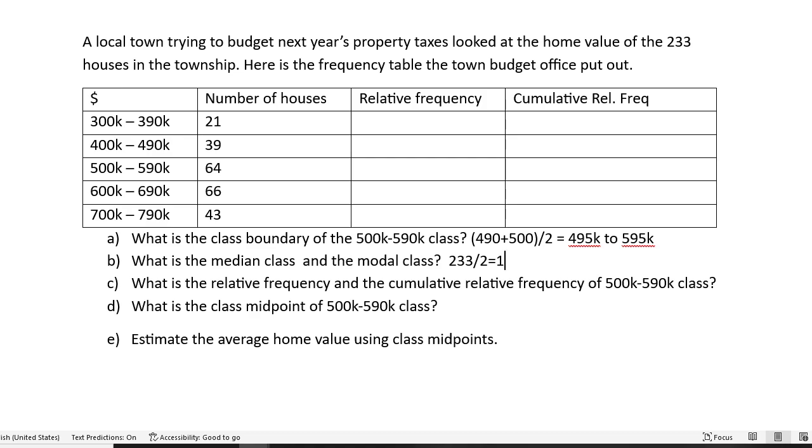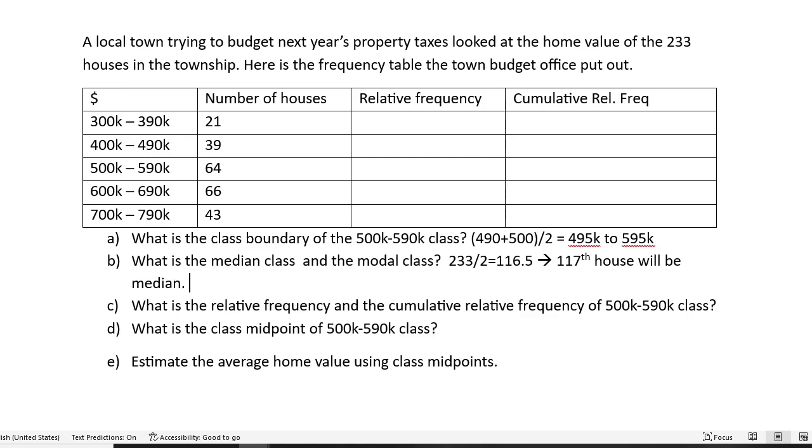That's going to give you 116.5. So the 117th house will be the median. If we write down the home value from the least to the most expensive, the one that appears at the 117th, that's going to be the median one. And therefore, what you do is you're going to see where this 117th house would fit.